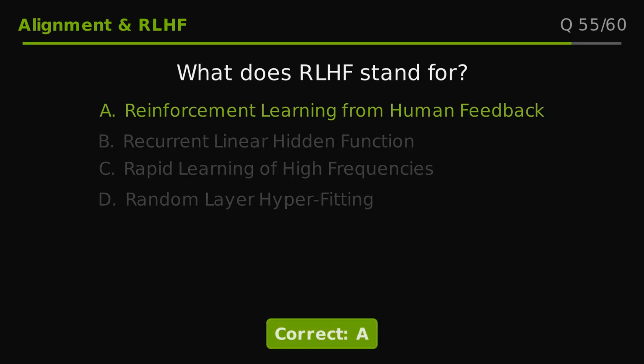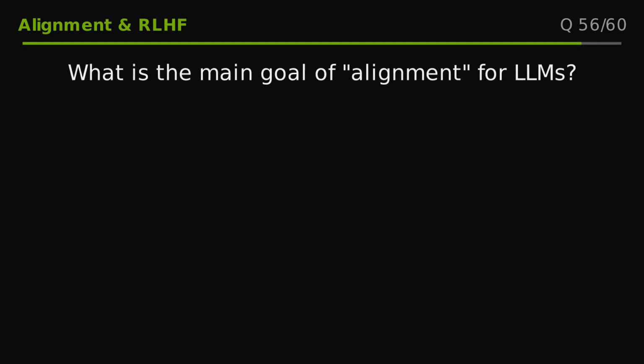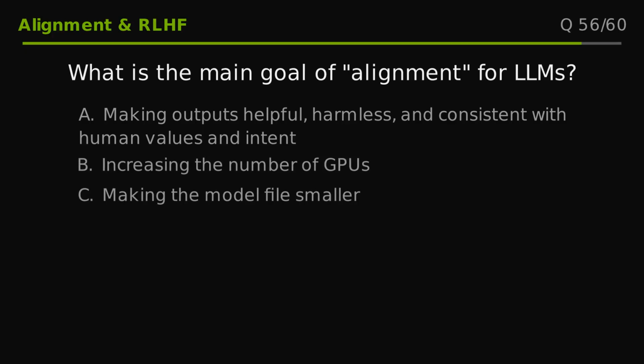The correct answer is A. RLHF aligns AI behavior with human preferences by training a reward model from human-ranked outputs, then optimizing the policy, often with PPO, against that reward. Question 56. What is the main goal of alignment for LLMs? Option A. Making outputs helpful, harmless, and consistent with human values and intent. Option B. Increasing the number of GPUs. Option C. Making the model file smaller. Option D. Rewriting the model in C++.